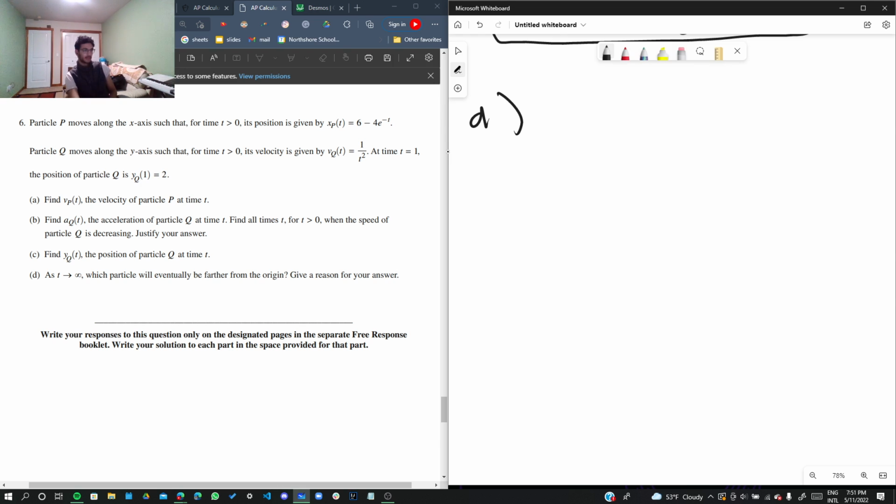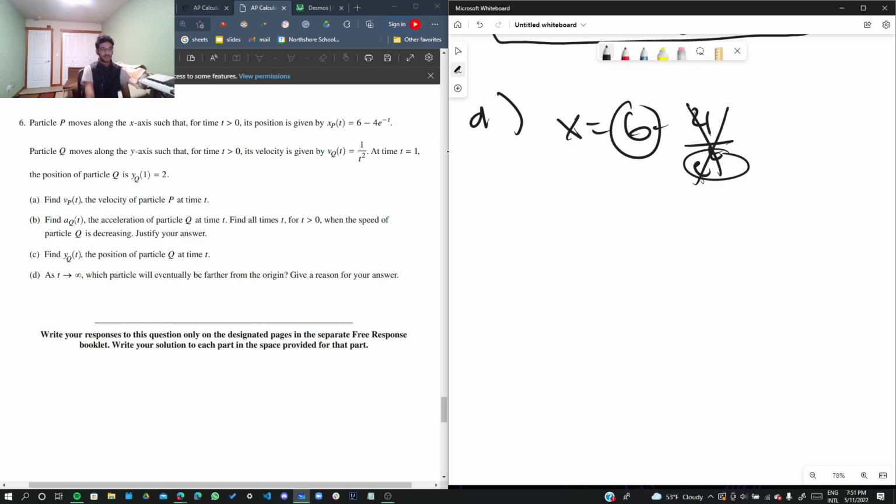Well, okay, so this is 6. X is equal to 6 minus 4e to the negative t. Yeah, e to the negative t is just basically saying 1 over e to the t, right? And as t approaches infinity for this, this becomes infinitely large. This denominator becomes infinitely large, so this goes to 0. So this is approaching 6.